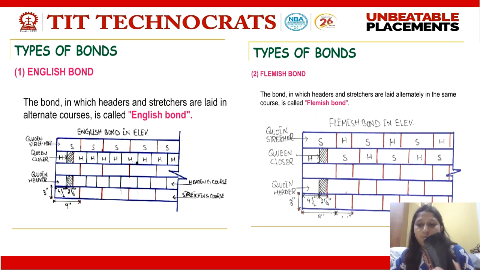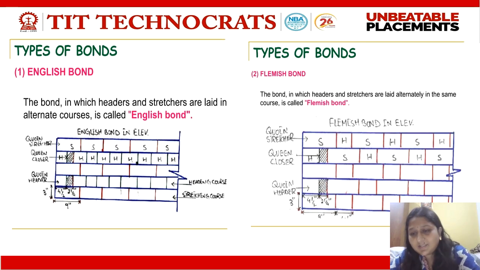If I use my phone and cut it like this, half of my phone, this portion, if I cut my brick half from its width, from the header portion half throughout its length, that portion is called the header, queen closer. So the bond in which headers and stretchers are laid in alternate courses is called the English bond.